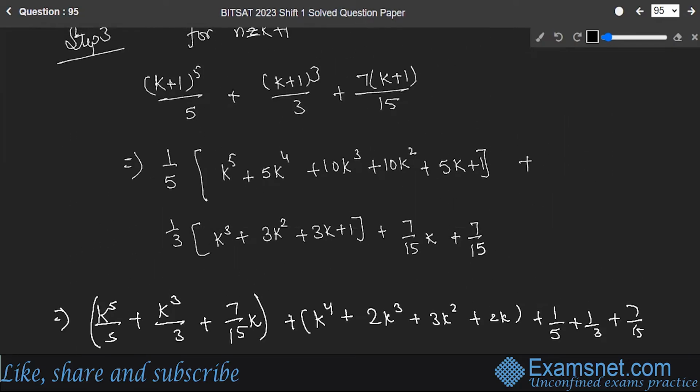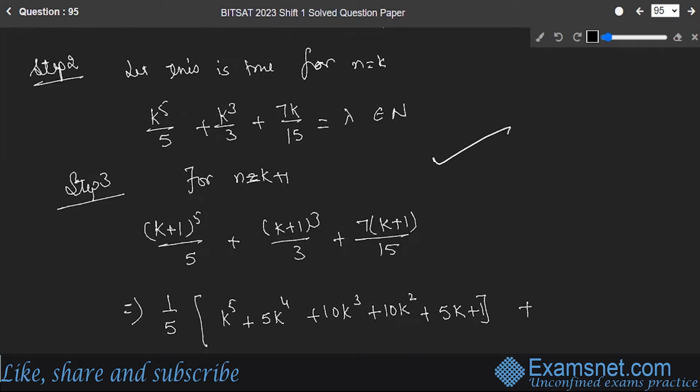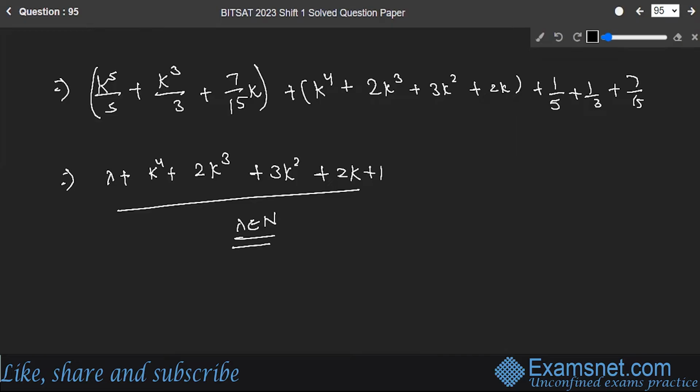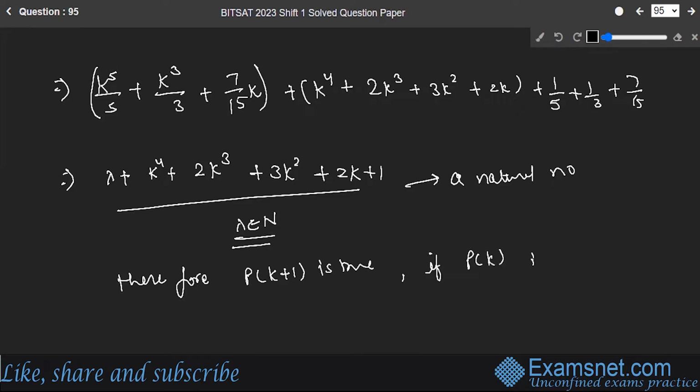So that's equal to some lambda plus k power 4. See, this was equal to lambda, we just assumed that. So this is lambda plus k power 4 plus 2k cube plus 3k squared plus 2k plus 1. Now, this is a natural number because lambda belongs to the natural numbers. And this is, of course, a natural number itself. Therefore, this is a natural number. Therefore, P(k plus 1) is true if P(k) is true.